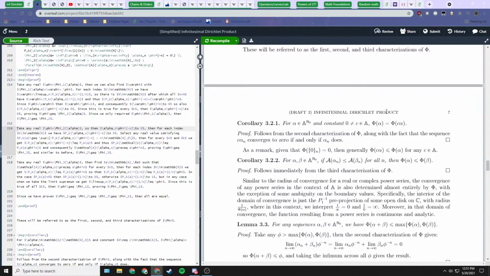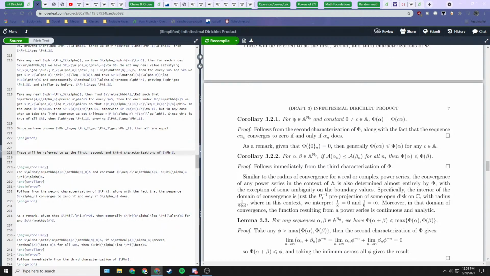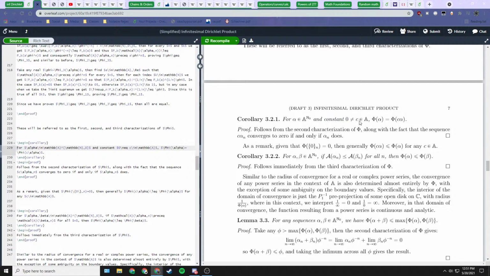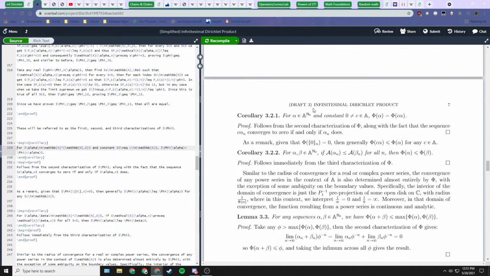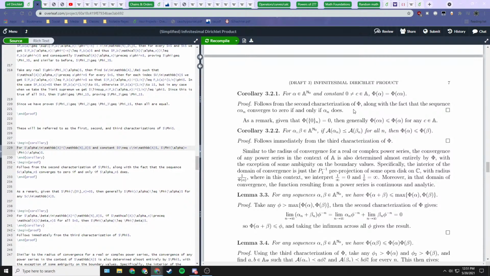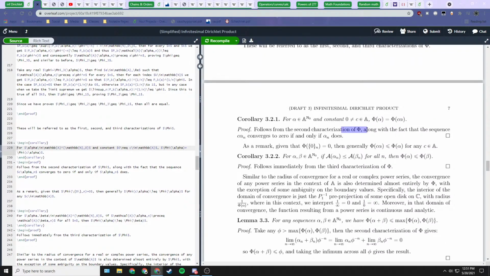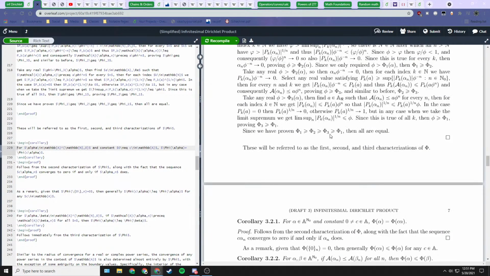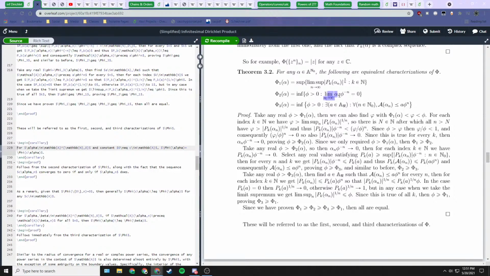So our immediate corollary for this is we have a couple. If we have any series and a constant c which is non-zero, then the phi of alpha is the same as phi of c times alpha. So if we scale up our sequence by some constant c, the phi value doesn't change. And the proof of that is really straightforward. It follows really quickly from the second characterization, which is this one right here. So the infimum of this alpha sub n times phi power negative n tending to 0.